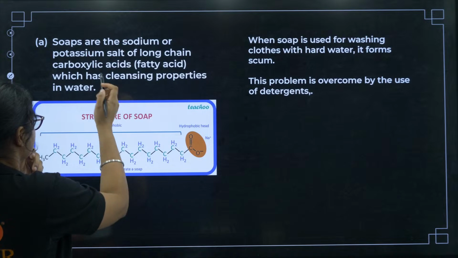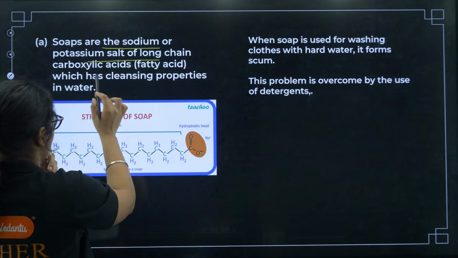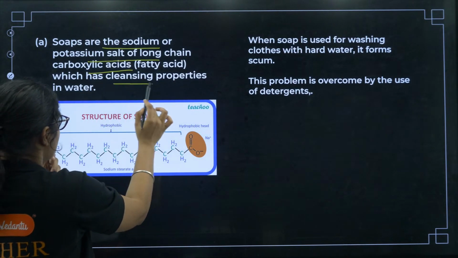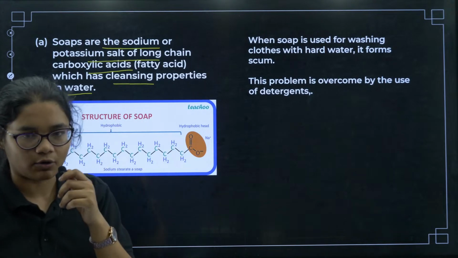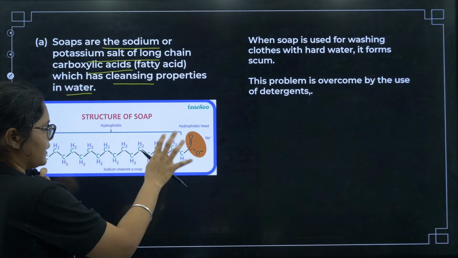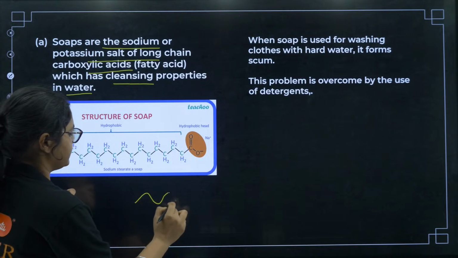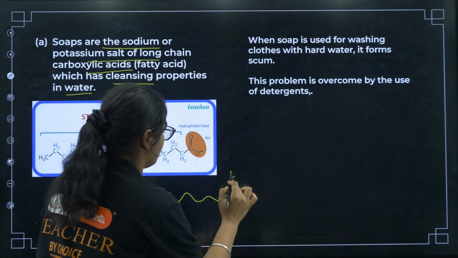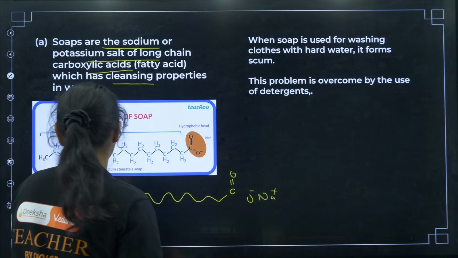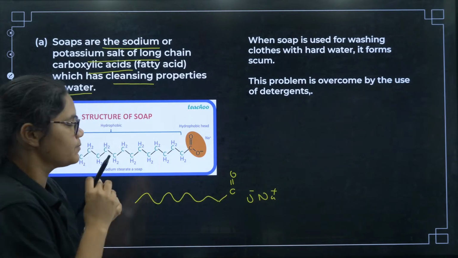So first one, what are soaps? Soaps are sodium and potassium salts of long chain carboxylic acid, which have cleaning properties in water. Next, draw the structure. I have just given a structure. You can just do like this, and COO minus Na plus. That is the structure of the soap.